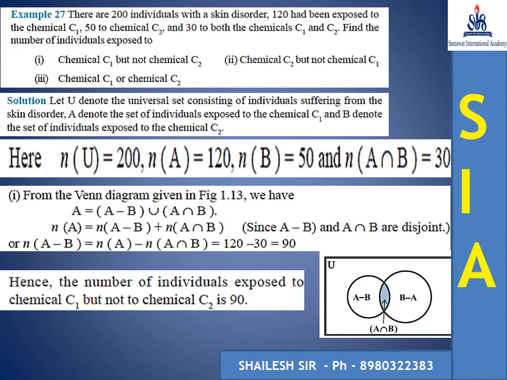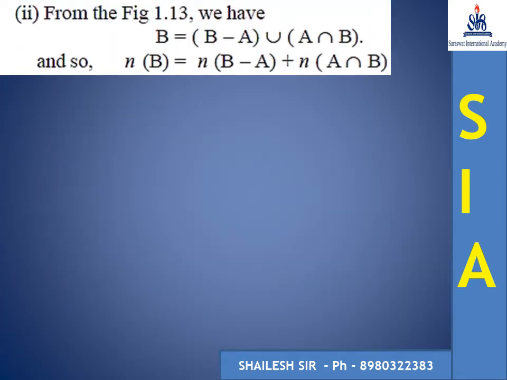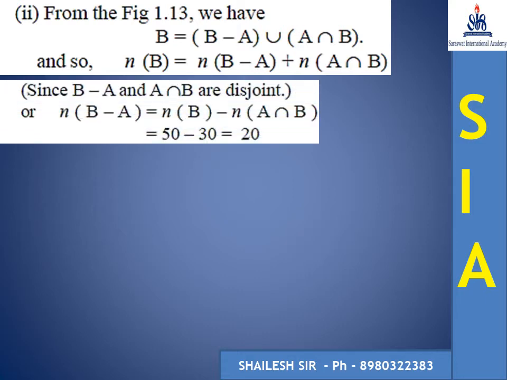Now the second question reads: students, chemical C2 but not C1. It means B minus A, and the explanation is this. From the given figure, n(B) is equal to n(B minus A) plus n(A intersection B). But my target is n(B minus A). It means n(B) minus n(A intersection B). Putting in the values, 50 minus 30 is equal to 20.